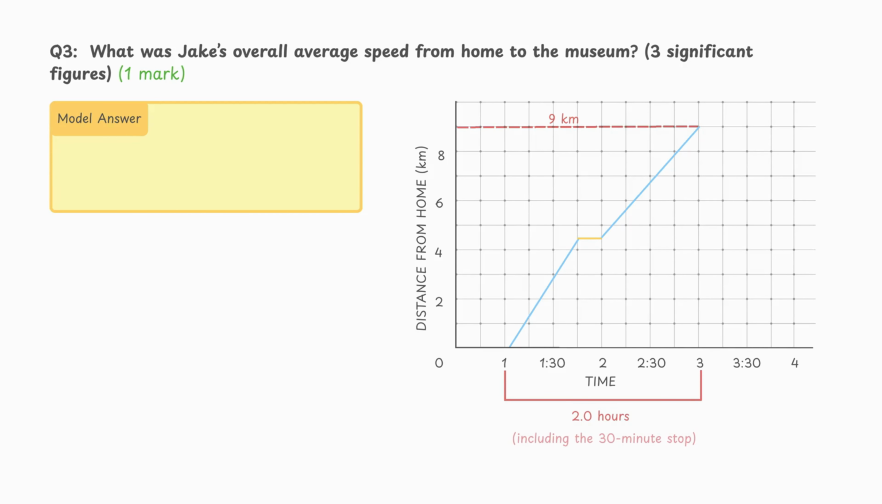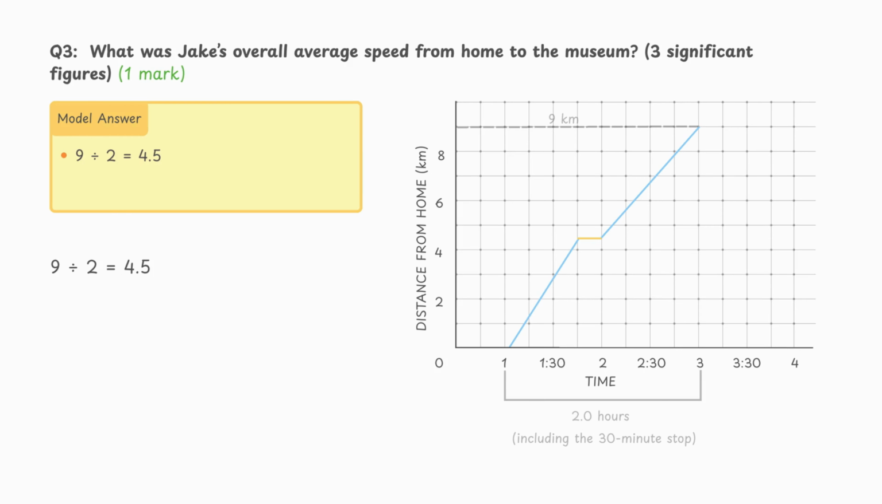And remember, this includes the stopping time shown by the flat section of the graph. Even though Jake was not moving during that part, time was still passing. So we must include it in the total journey time. Now we are ready to calculate the overall average speed. Average speed is calculated by dividing the total distance by the total time. So we divide 9 by 2.